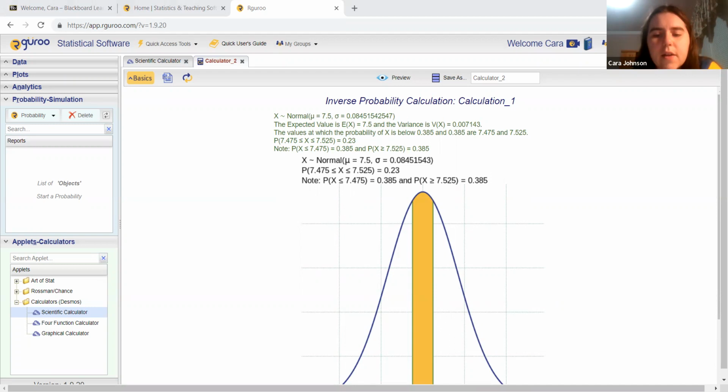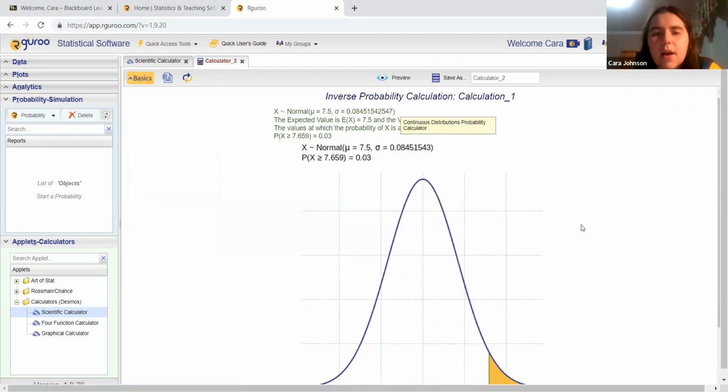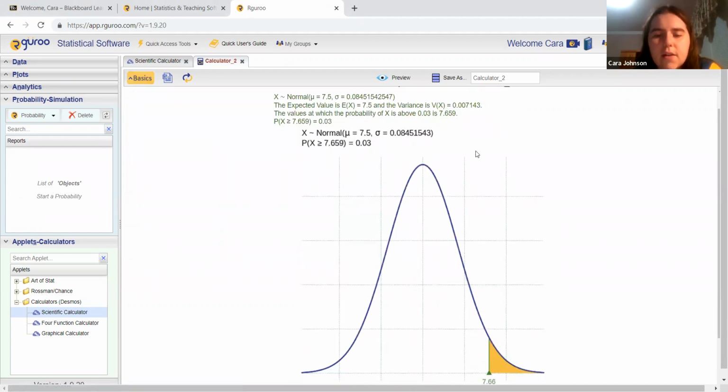All right, and then the next one I'm asked for is the smallest sample mean weight in the top 3%. Once again, I'm looking for a data value, so I'm going to keep it here. Since I'm looking for the top 3%, that's an upper tail of 0.03. Hit the eyeball, and I'm going to get 7.659.